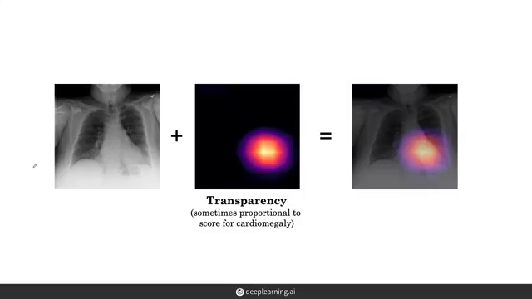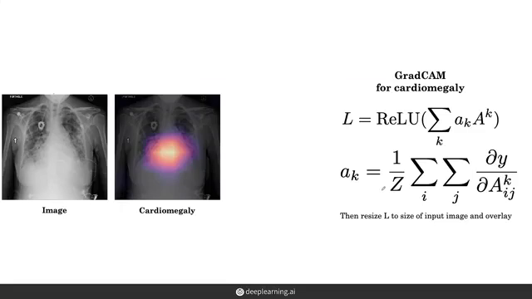Finally, we can now overlay the resized heat map on the original image. Sometimes transparency is added to the heat map, sometimes proportional to the score for the class, such that the heat map is brighter when the score is higher and less otherwise. When we combine the two, the heat map and the X-ray image, we get this overlay which shows us where the model is looking to make a particular decision for cardiomegaly in this case. And thus we can compute the GradCam for cardiomegaly using this procedure on even new images.